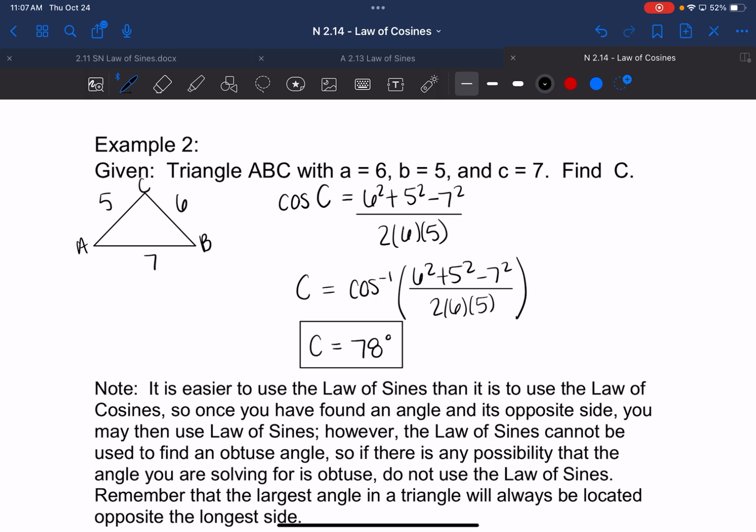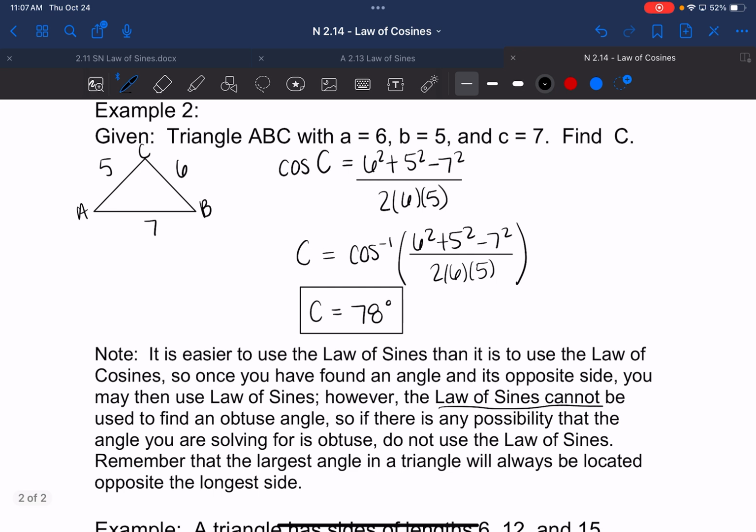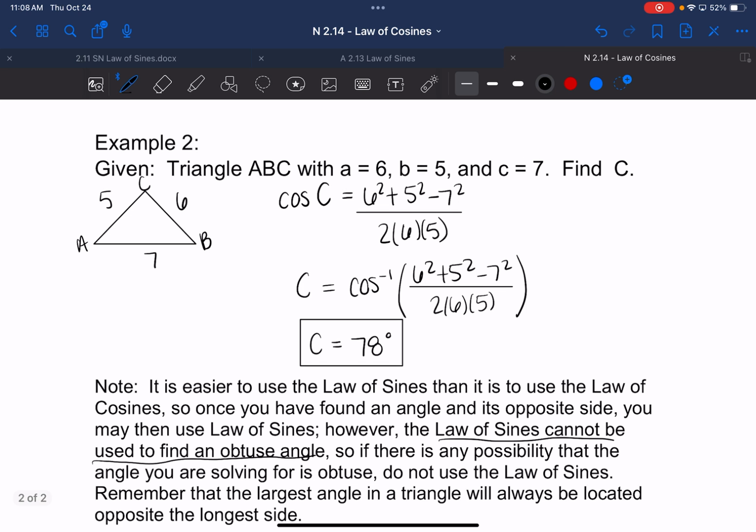But the only thing is, and it tells us this in this little paragraph here, is that Law of Sines cannot be used to find an obtuse angle. So, for example, on the one we just did together, we only knew the sides, right? So, I have no idea how many degrees each one of those angles is until I actually solve for it, right? There's no way of knowing how that 180 is split up until I actually go and solve.